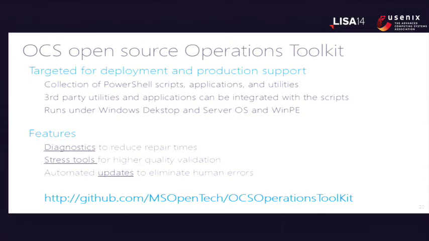In addition to the out-of-band, there is a toolkit for operations. We open sourced this just 2 weeks ago. OCS stands for Open Cloud Server, which is the hardware that I showed you. The operations toolkit is targeted more for data center operators and system administrators who want to get into the server and figure out what's wrong. It's basically a collection of PowerShell scripts and applications. You can build on top of that and integrate third-party utilities because it's open. We want to build an ecosystem around it.